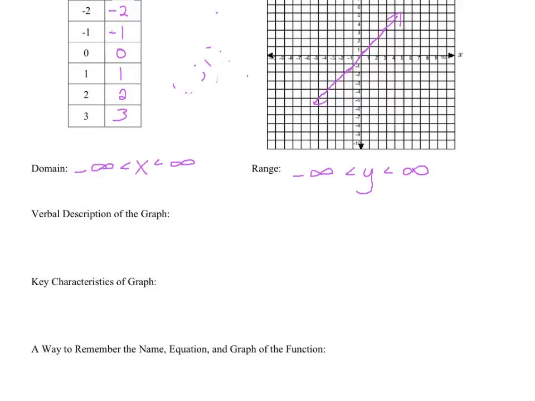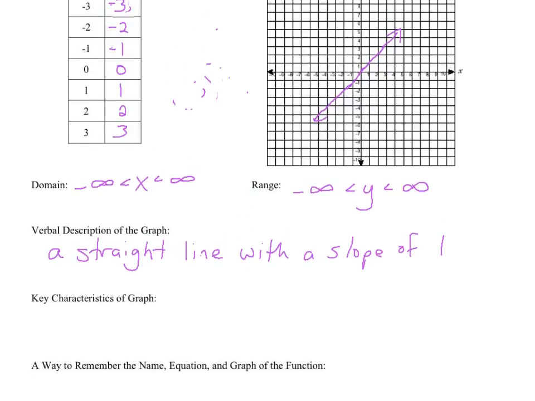A verbal description, specifically for this parent function, would be a straight line with a slope of 1. I'm using my knowledge of slope to identify that. That might not always work for all the functions. Sometimes it'll be something like, it looks like an S or it looks like a U, and when you run across those, you'll know why I'm saying what I'm saying. It's just whatever verbal description is going to help you remember that function.